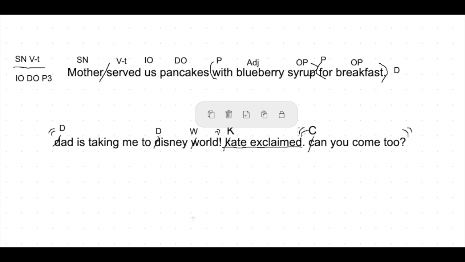All right, let's see. Do we have everything? Quotation marks. Dad is taking me to Disney World. Capitalize. Exclamation point. Quotation marks. Kate exclaimed. Capitalized Kate. Put in our ending punctuation. Quotation marks, capitalize can, put in our question mark, and we have our quotation marks. All right, we have everything done. You can now complete Chapter 9, Checkup 46. I will go over it throughout the rest of the video, but only watch the rest of the video if you need help.